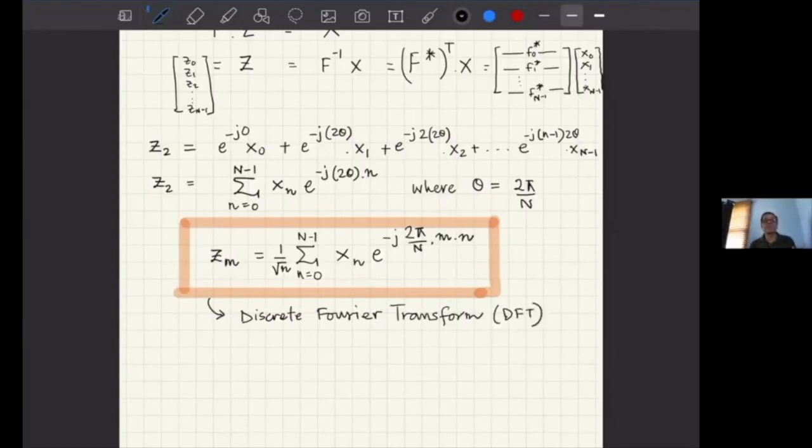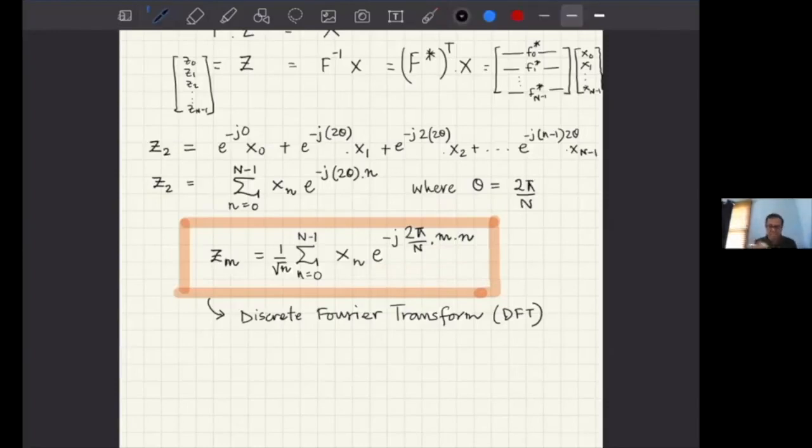Maybe the equation is not the most important thing here. The thing to understand is that the coefficients in the frequency domain are actually the signal x projected to each of the frequency basis vectors. That's the beauty of the Fourier transform.